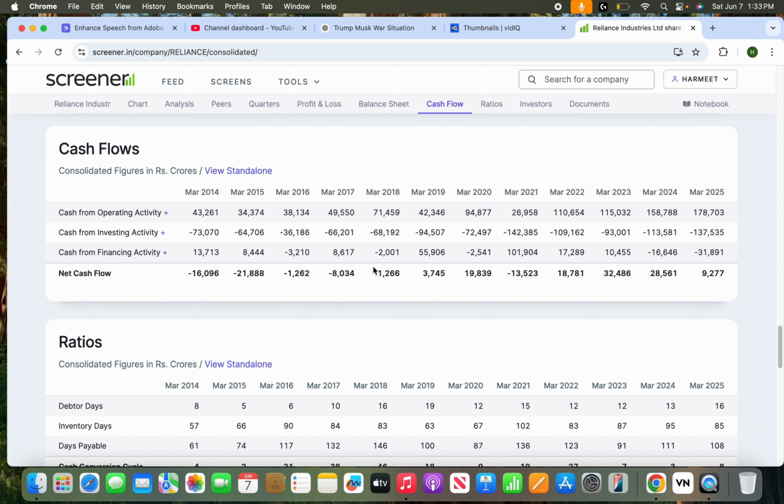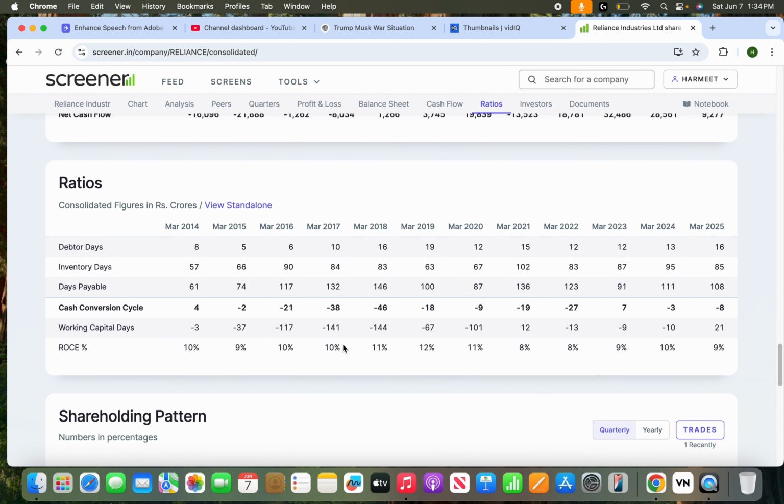Second one is cash from investing activities. This shows the cash used for investments, for example, buying assets, or generated from selling assets. Third one is cash from financing activities. This relates to debt and equity: borrowing money, issuing shares, or paying dividends. The last one is net cash flow, the overall change in cash.